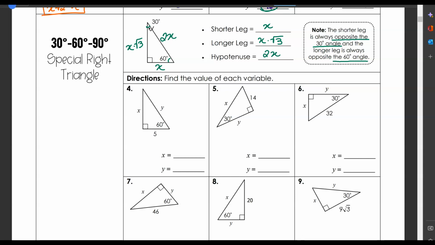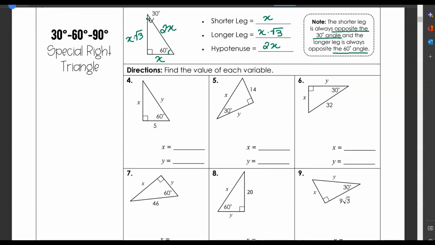All right, let's go ahead and try some of these examples using this special triangle. If I know my shorter leg is 5 in this example, that means that the x value is going to be 5 times root 3.